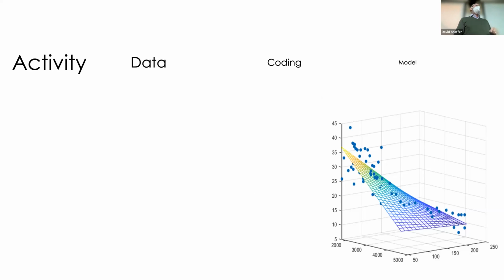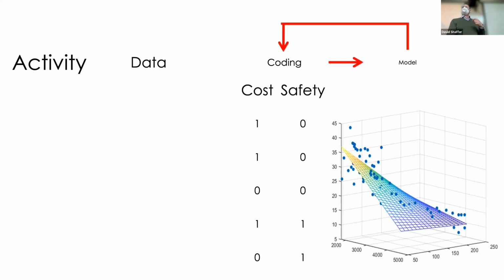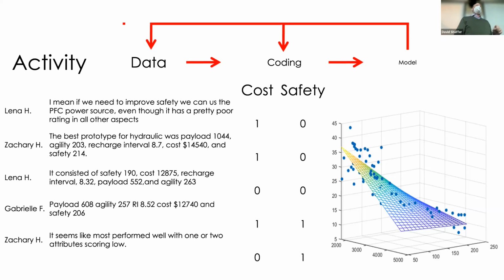Which means that in any model, we have to be able to move back and forth between the model and the codes. We have to be able to understand how those things are related and maintain that relationship so that we can go back to the actual data and interrogate the model in terms of the data itself.